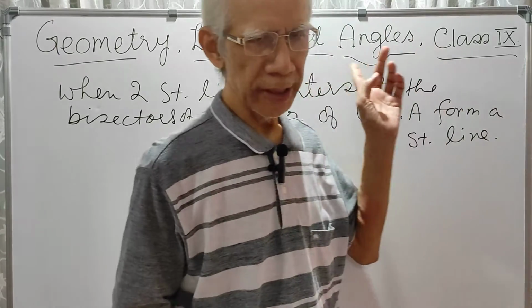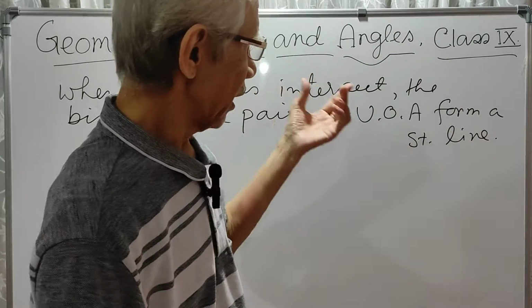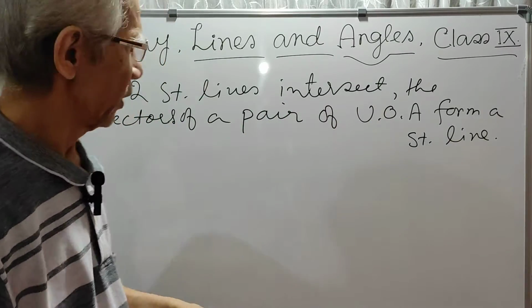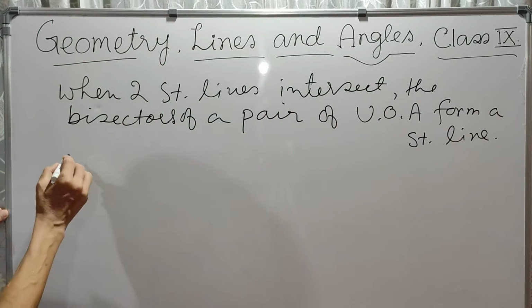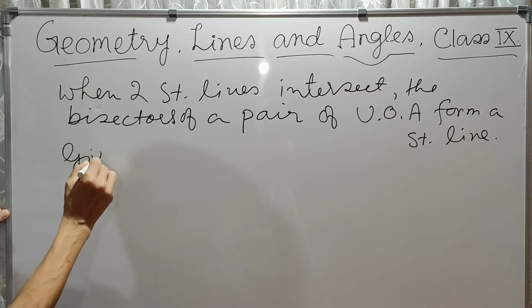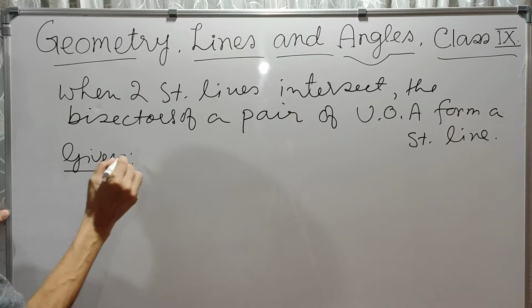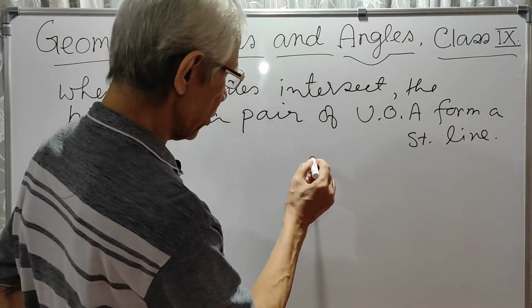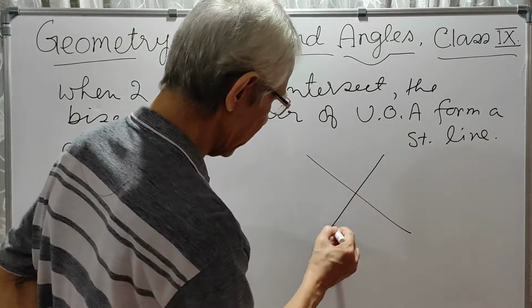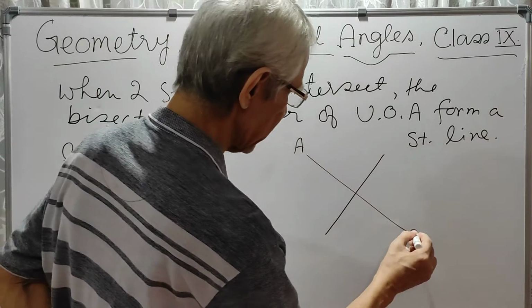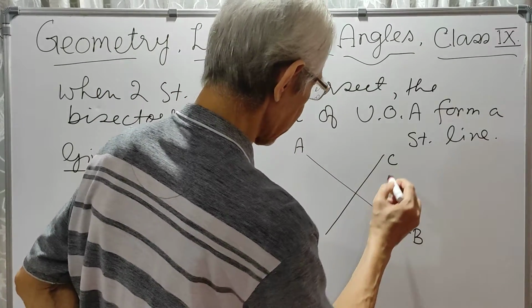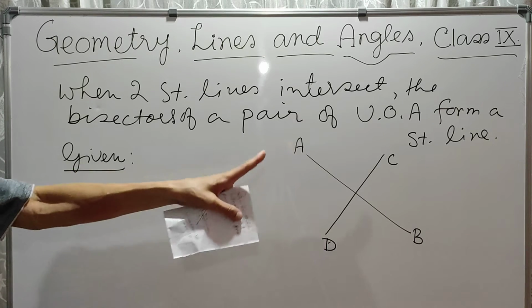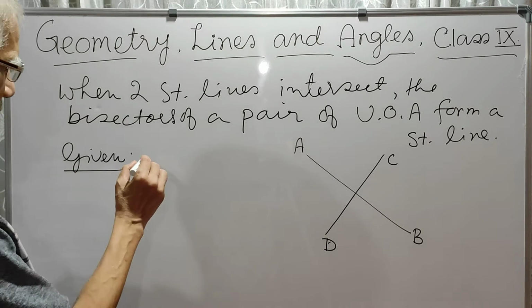Now when you get a question like this in the exam, first of all you have to draw a diagram. You have to find out what things are given and what to prove. Now if you see here what is given, two straight lines are given which intersect. So you will draw two straight lines like this which intersect. Suppose AB and CD. All right. So what is given? AB and CD are intersecting straight lines.